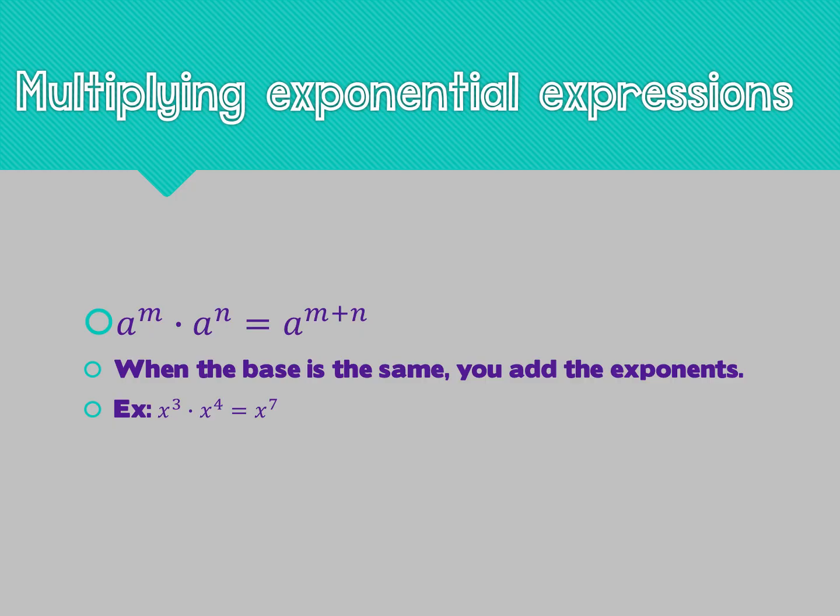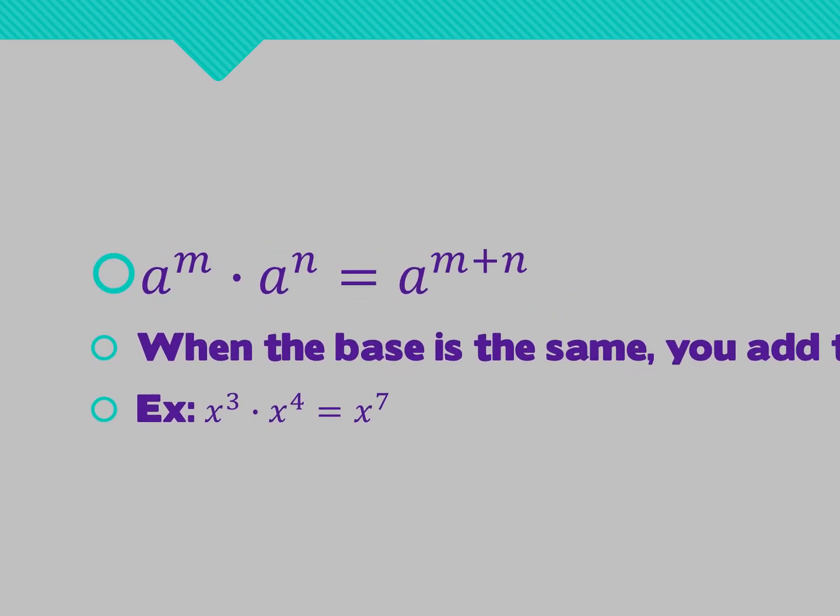All right. Now, our first rule of exponents that we're going to talk about is multiplying exponential expressions with the same base. If I have a to the m times a to the n, that is the same as a to the m plus n. In other words, when the base is the same and you're multiplying, you add the exponents. So something like x to the 3rd times x to the 4th, you add those exponents, 3 plus 4, to get 7.